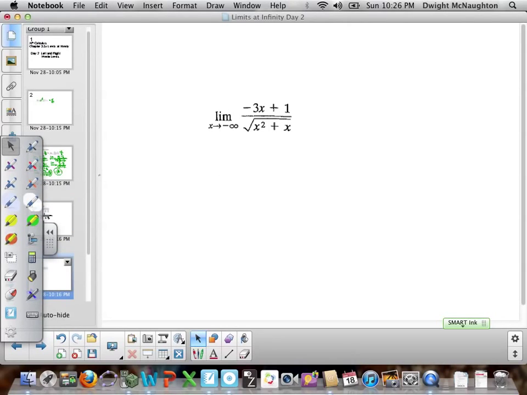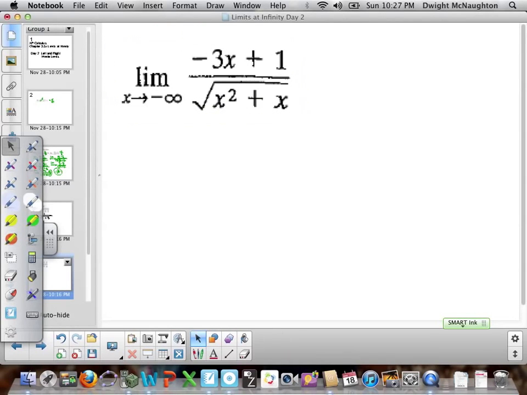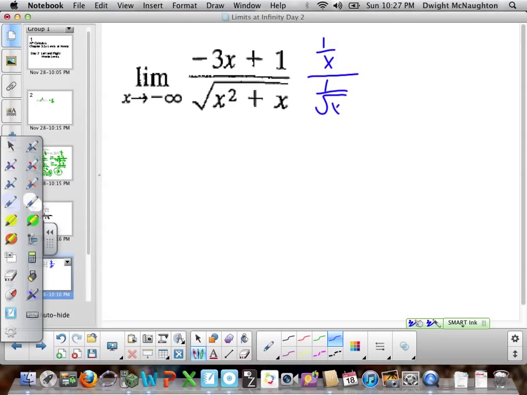Okay, now on this one, let's embiggen it a bit. Again, the highest power is x to the 1. So we'll multiply top and bottom by 1 over x. On the bottom, we're going to have to adjust a little bit because there's a radical there. It'll be 1 over the square root of x squared. And because we're approaching negative infinity, we need to counteract the squaring, which cancels that negative.